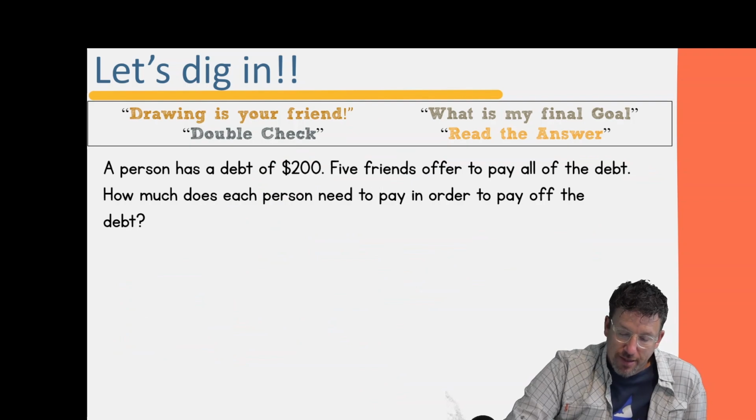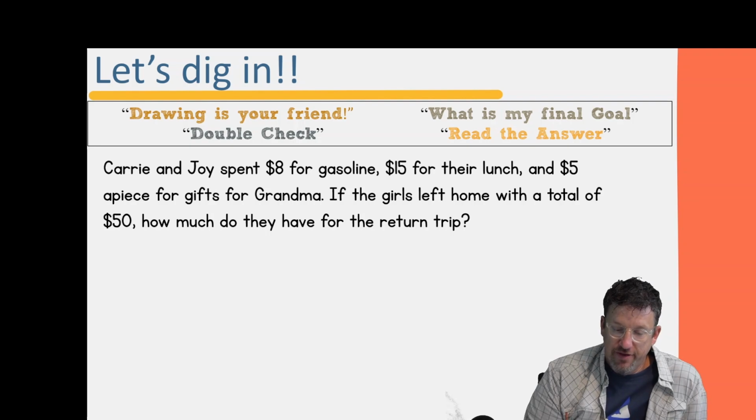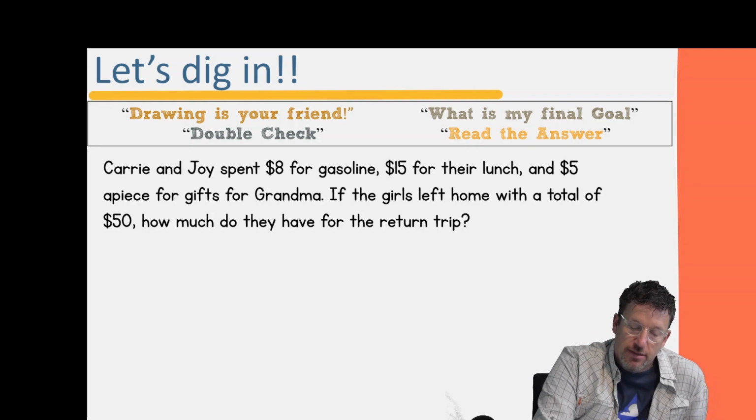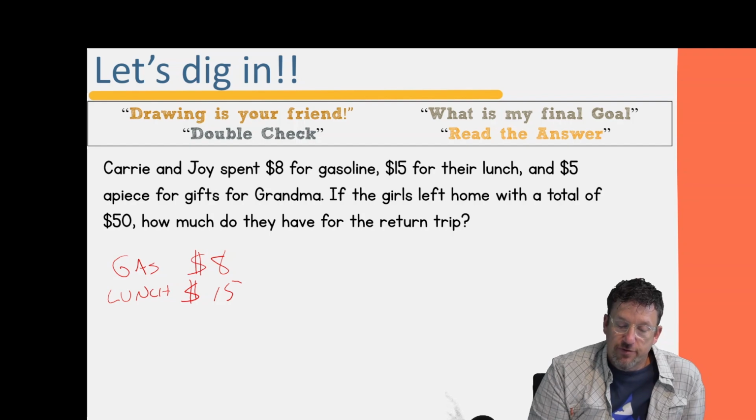Let's do another one. I think we got one more. Yep. Carrie and Joy spent $8 for gasoline, $15 for their lunch, and $5 apiece for gifts for grandma. If the girls left home with a total of $50, how much do they have for the return trip? Ooh, something in here that might be kind of tricky. Okay, so first of all, let's add up their items. So we got gas. How much did they spend in gas? Well, they spent $8. How much did they spend for lunch? Well, lunch they spent $15. Okay, and $5 a piece for gifts for grandma.